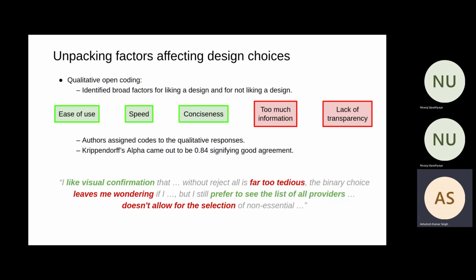We use the qualitative responses of the users to understand the factors affecting their choices. To give structure to the qualitative responses received from the users, we analyzed them and created a codebook of the broad factors for liking and disliking a design. Using this codebook, the authors independently assigned codes to each of the qualitative responses. The inter-rater agreement was calculated using Krippendorff's alpha, which came out to be 0.84, signifying a good agreement.